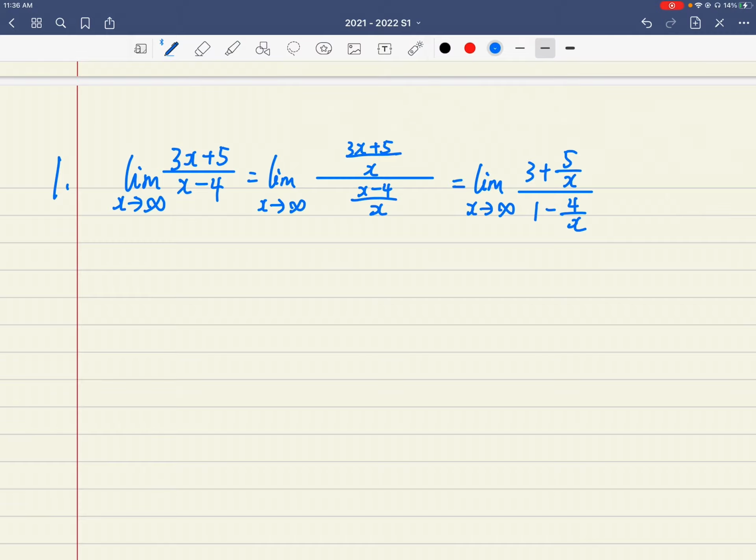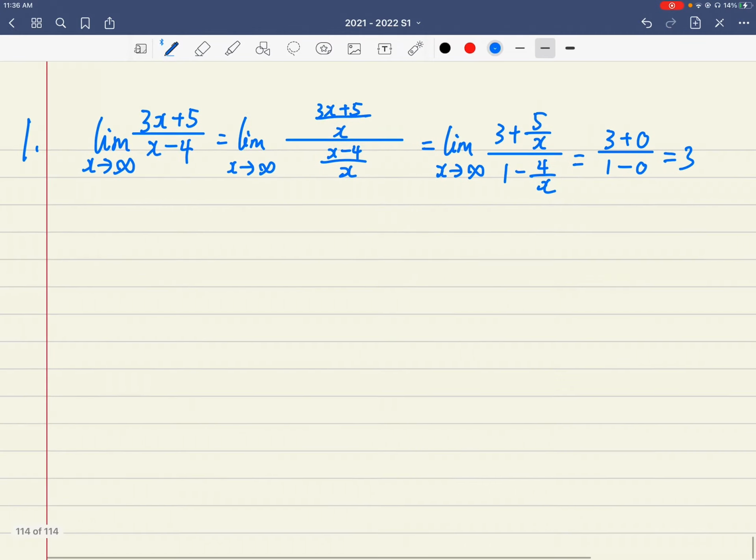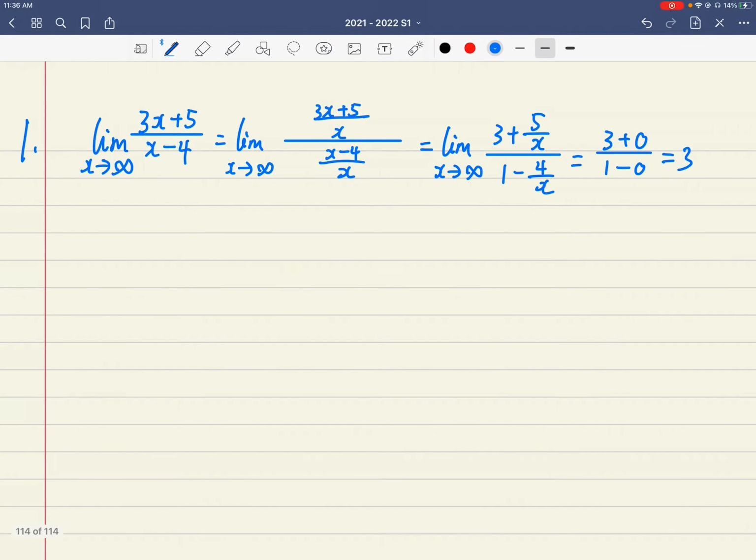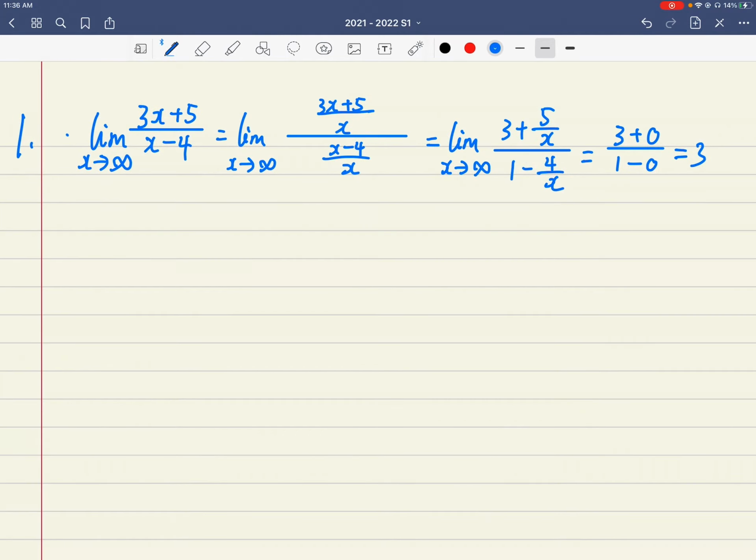Now if you do the substitution when x is very, very large, 4 over x is very, very close to 0. And 5 over x is very, very close to 0. So it's just 3 plus 0 over 1 minus 0. The result is 3. So you do this, divide both sides by x to the highest power, whenever you do the substitution and you see an infinity over infinity case.